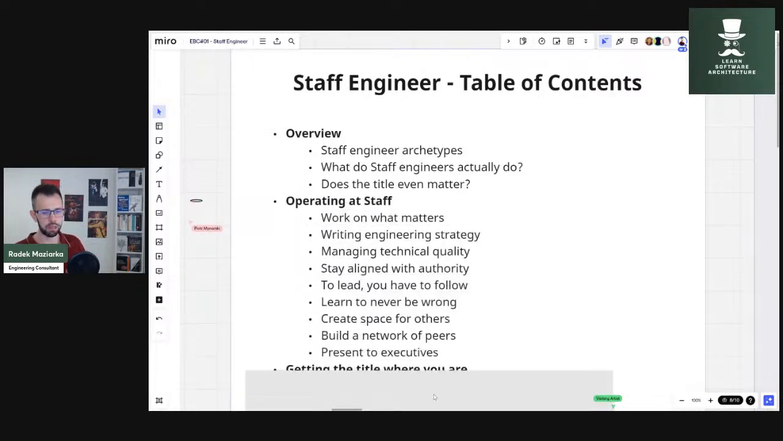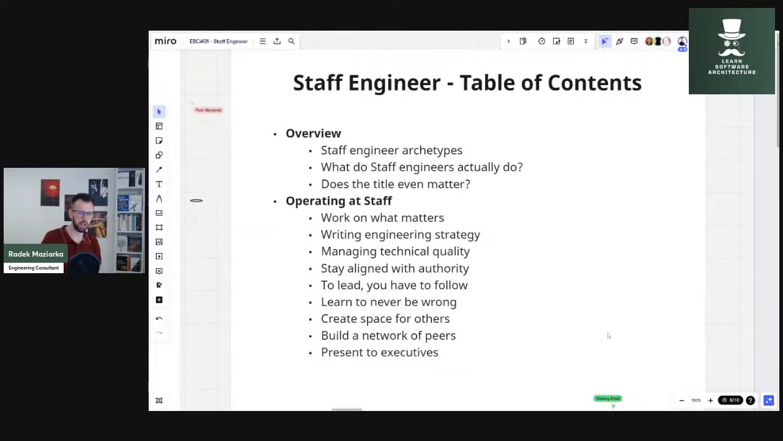Then there is a big part related to operating at staff level, and it will describe different responsibilities, different challenges, but also how to tackle these challenges and how to move beyond them to make the change within the organization.